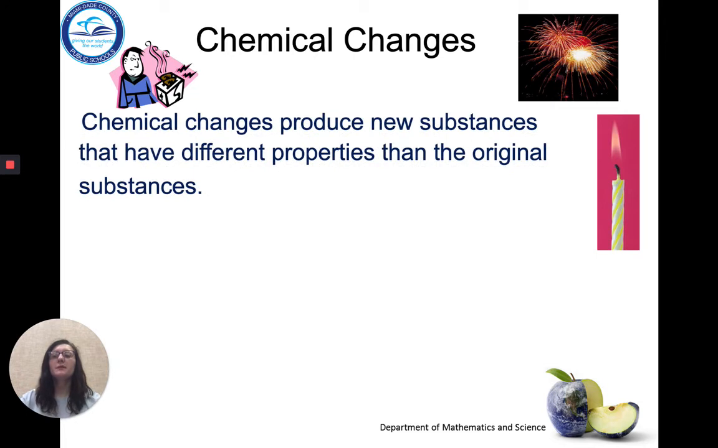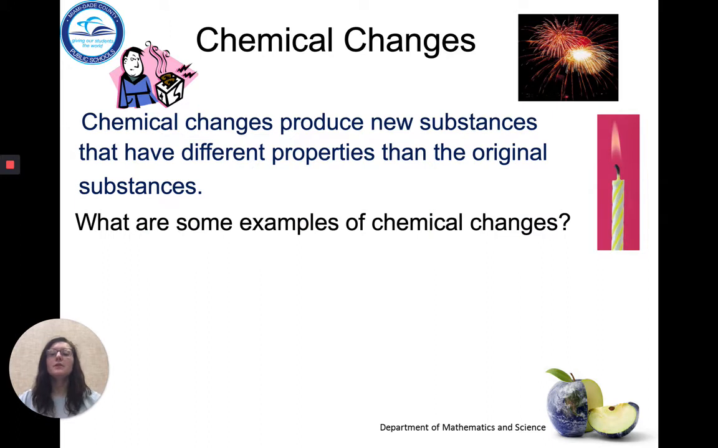All right, so chemical changes produce new substances that have different properties than the original substances. Unlike the paper that we cut and we crumpled and we tore, this time with chemical changes, when an item goes through a chemical change, it's going to change into a completely new substance. So let's think of some examples of chemical changes.